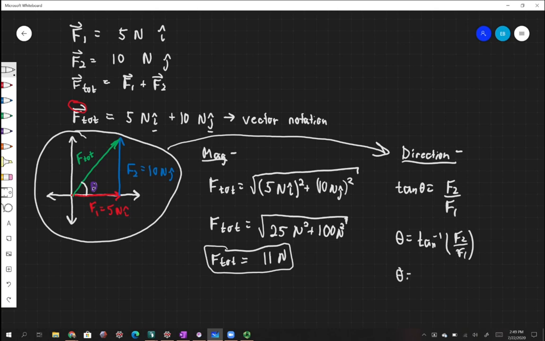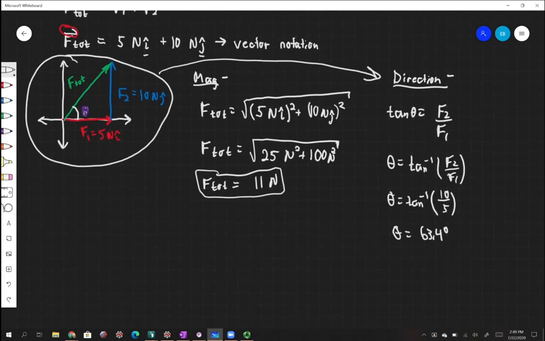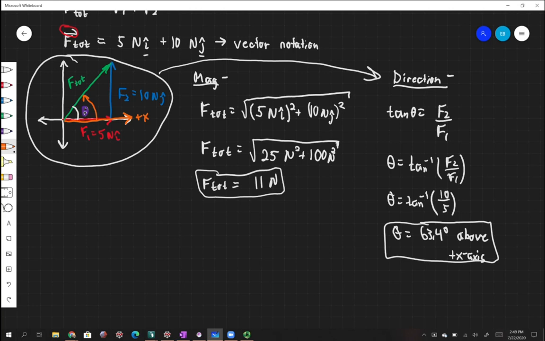And theta is equal to the arctangent now, where we plug in our numbers of 10 divided by 5. So the arctangent of 2, and this gives me theta is equal to 63.4 degrees. And we need to specify where that is. That's going to be above the positive x-axis, which we can see from this picture that we've drawn. I've got my positive x-axis going along this way, and I'm going above that by some angle theta.